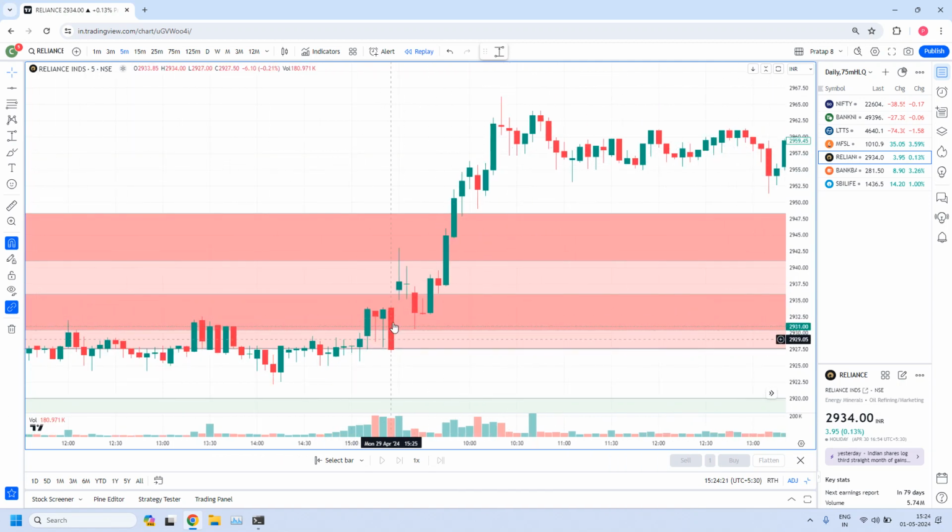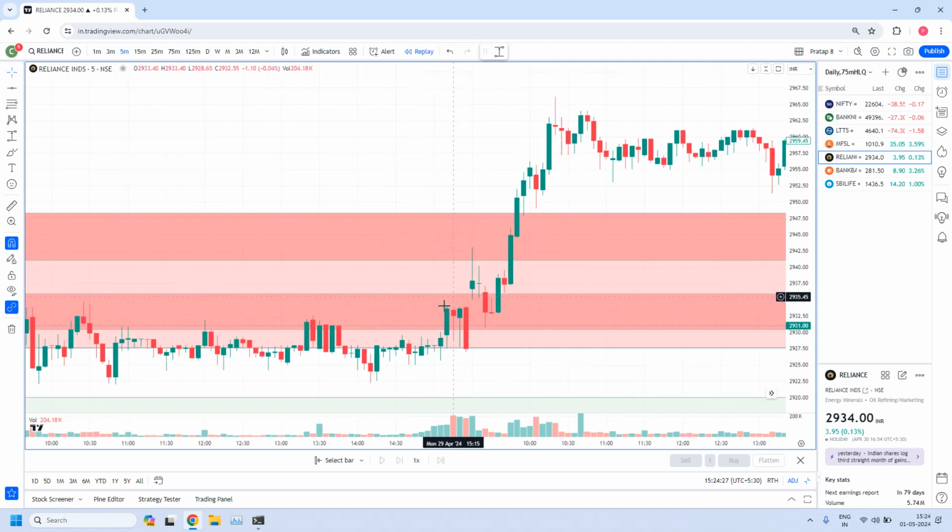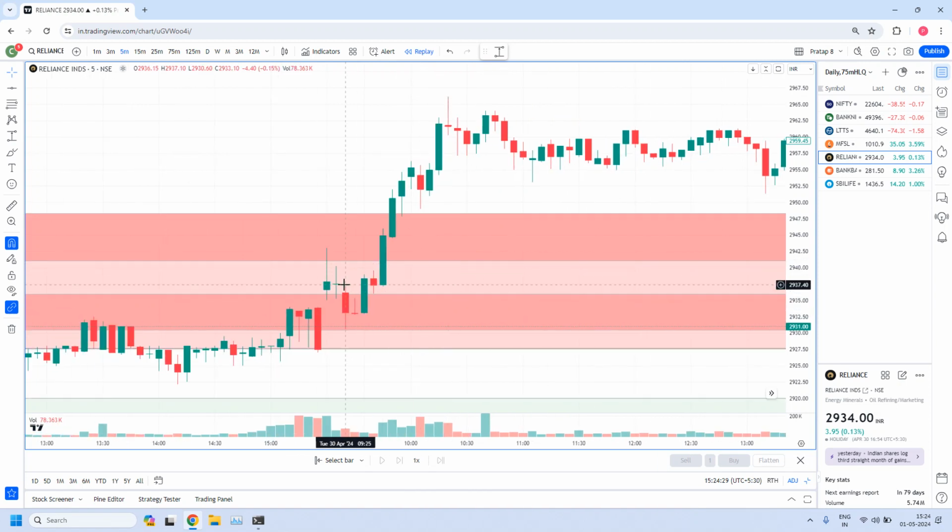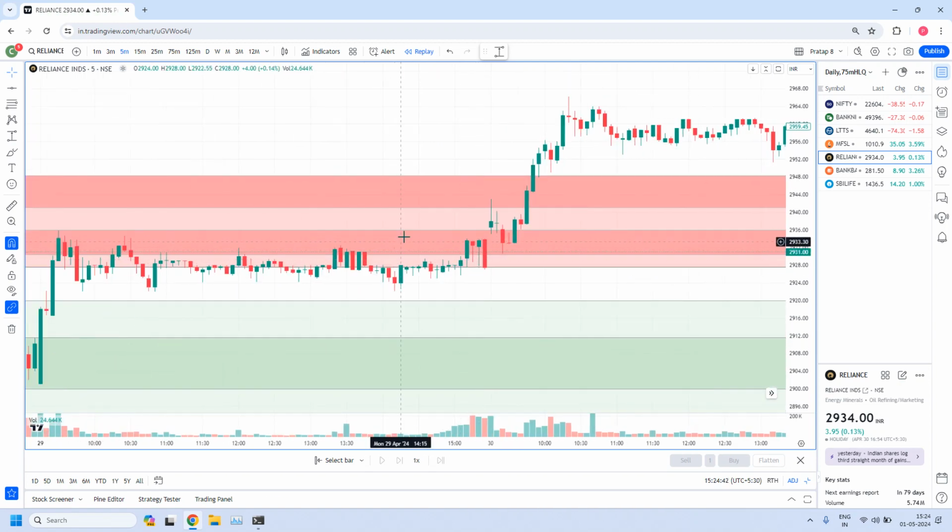We cannot keep this much big candle inside a zone. That's why these are all not zones. See, easily with a gap up. See, this is yesterday's price, right? So with a gap up, this zone is violated. With a gap up, opening itself is out of this. So that means this zone is completely gone.